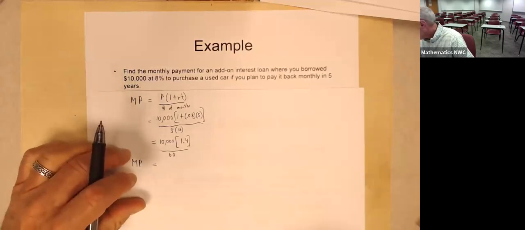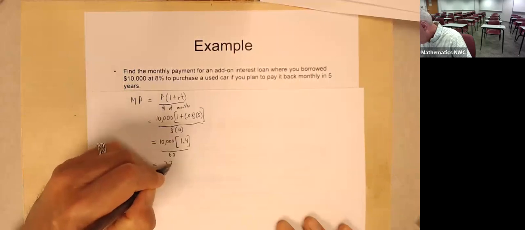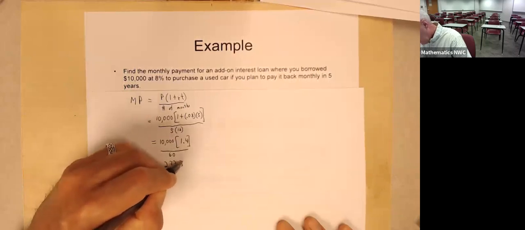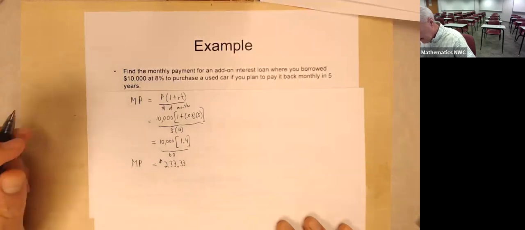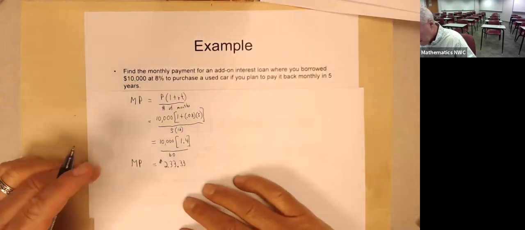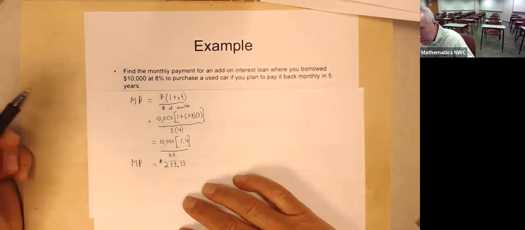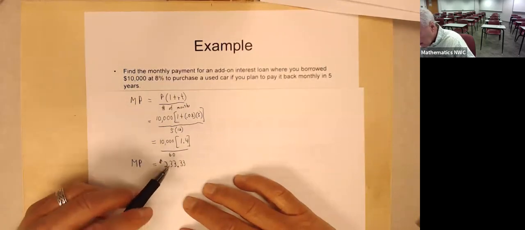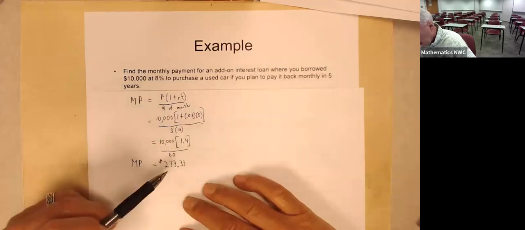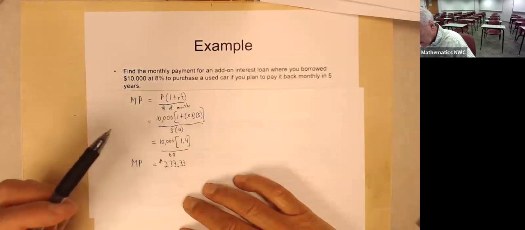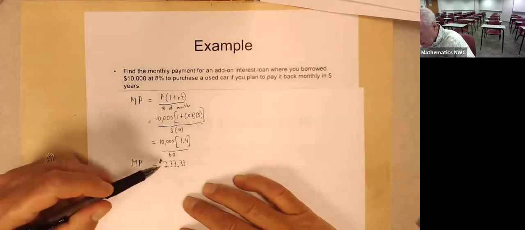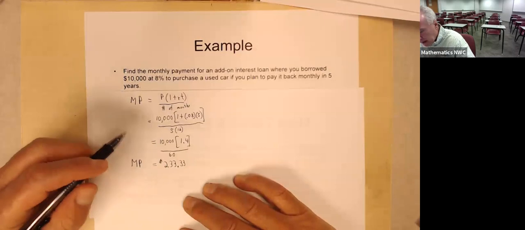Again, that monthly payment this time turns out to be $233.33. Again, make sure you can do all these calculations on your calculator to come up with that. That means every month for the next 5 years, I'm going to be paying $233.33. Okay? That may or may not seem like a lot to you, but I would like you to notice this.